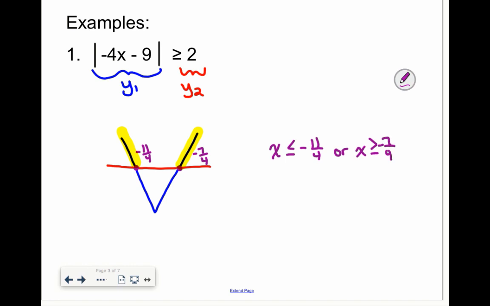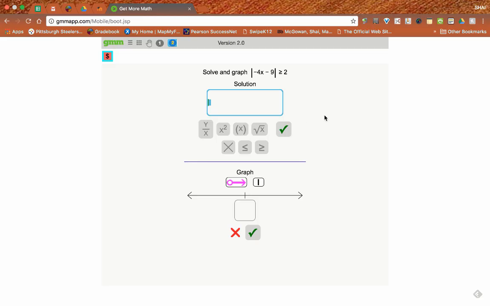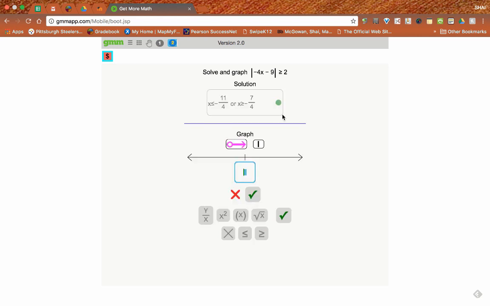I'm going to go now to GMM. I'm going to show you how to put that in GMM and to graph that compound inequality. We got the answer of x is less than or equal to negative 11 fourths, or x is greater than or equal to negative 7 fourths. So we're going to just type that here. So x is less than or equal to negative 11 fourths, and then we're going to say or x is greater than or equal to negative 7 fourths. So we got that as our answer. So we'll click the check mark and get the green dot.